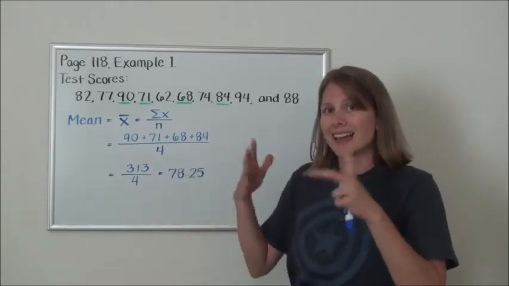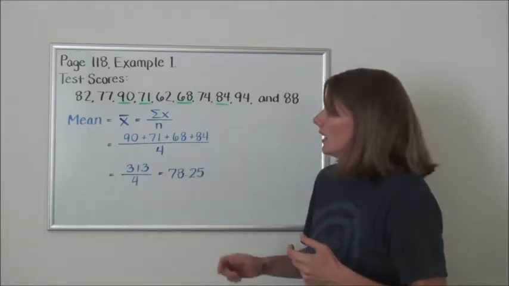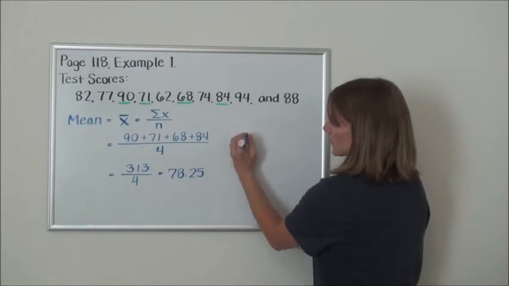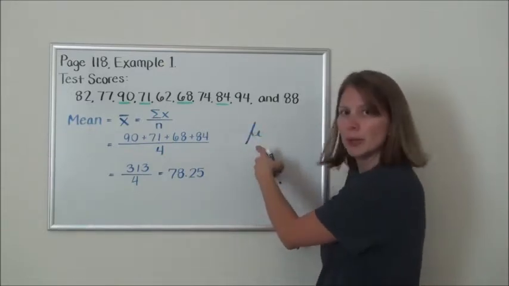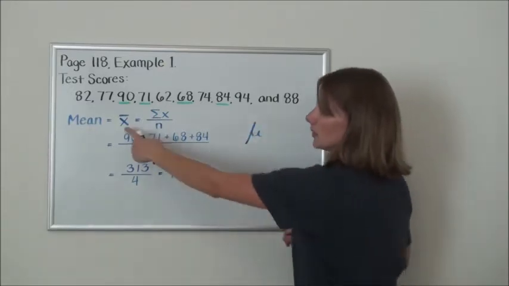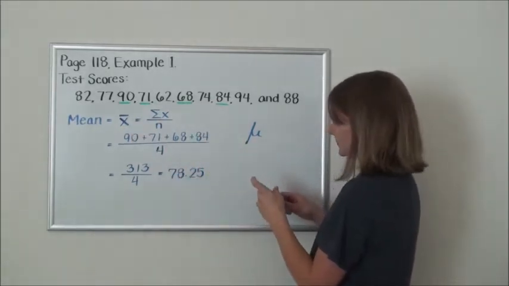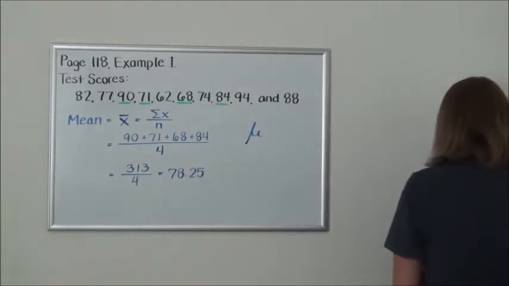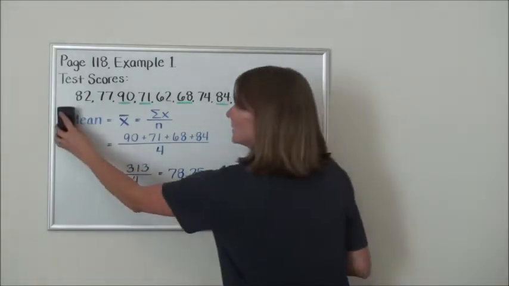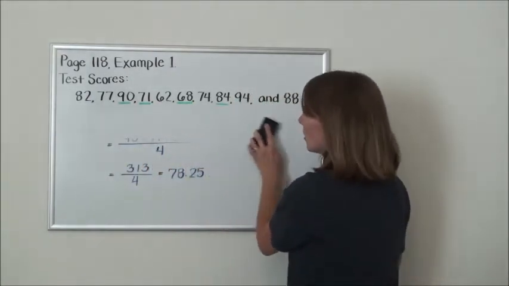We take all the numbers, add them up, divide by how many there are. If it's a population, we use that Greek letter mu. If it's a sample, we use X with a bar over it. So now let's move on and talk about the next measure of central tendency, which is called the median.